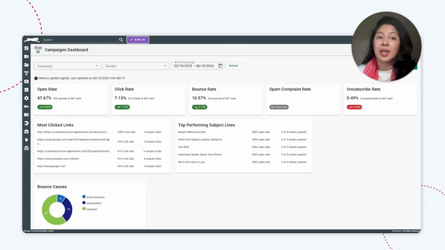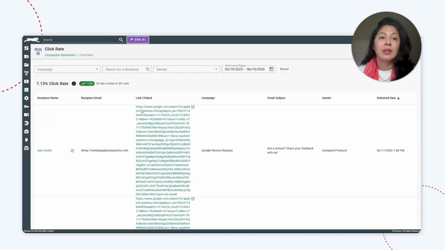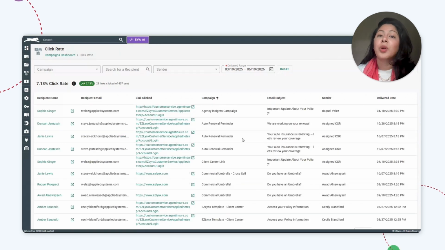Next, we have click rate. Click rate tells a much clearer story. When someone clicks a link, it shows real engagement. They took an intentional action. This is one of the reasons why email content works best when it includes a clear call to action. Even a simple link like "review your policy" or "learn more" gives you a meaningful way to measure engagement. Clicks matter more than opens when evaluating performance.